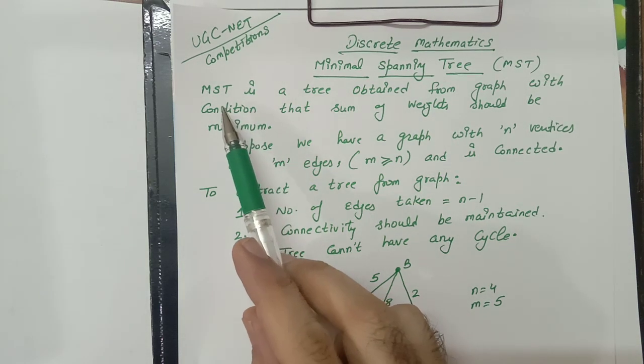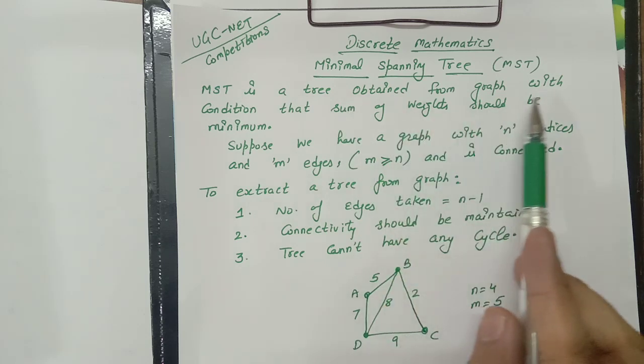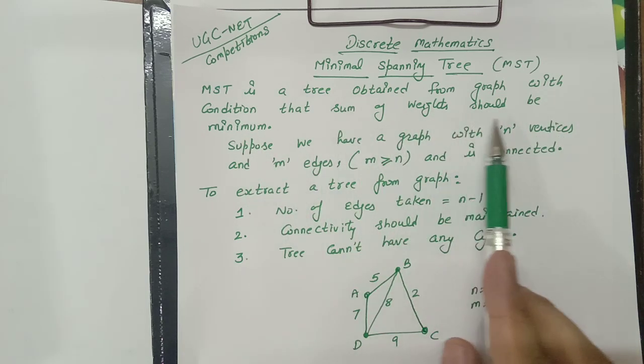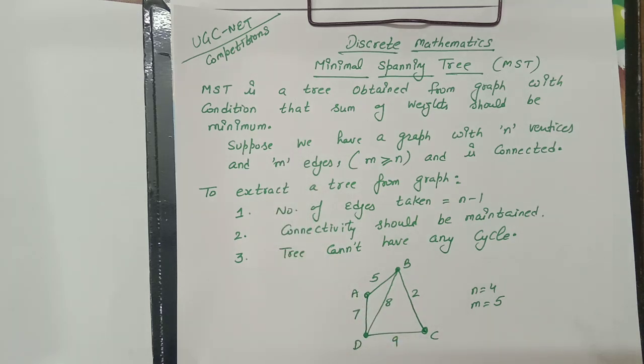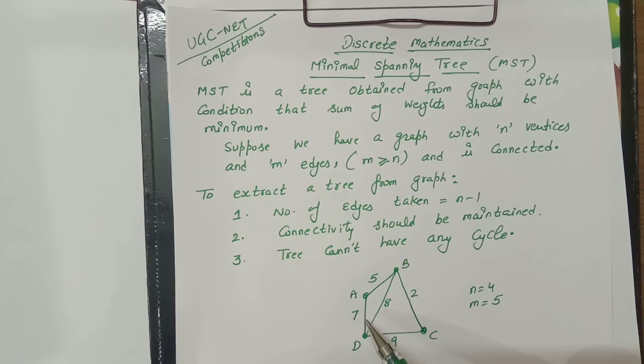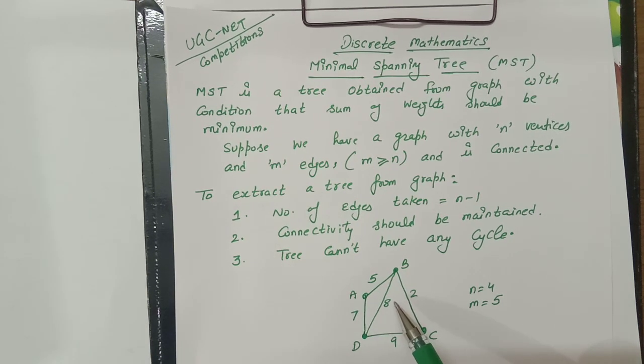So what is minimal spanning tree? Minimal spanning tree is a tree obtained from a graph with the condition that the sum of weights should be minimum. Now what does it mean? Suppose we are given a graph, like this is a graph. From this graph we have to extract a tree, but the condition should be that the sum of weights should be minimum.